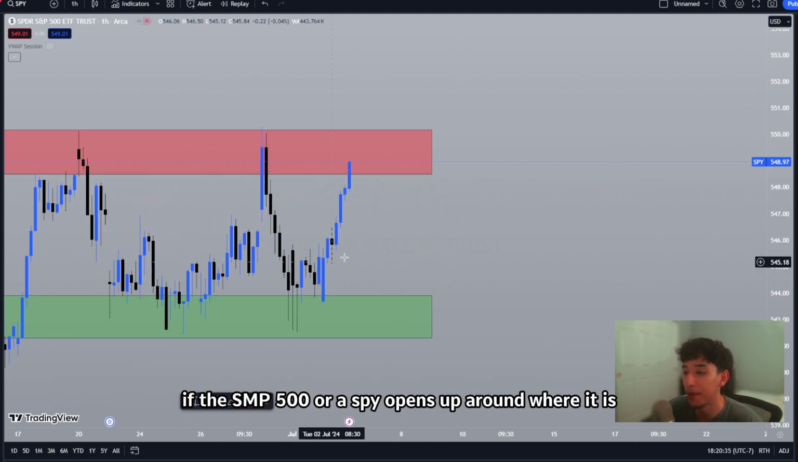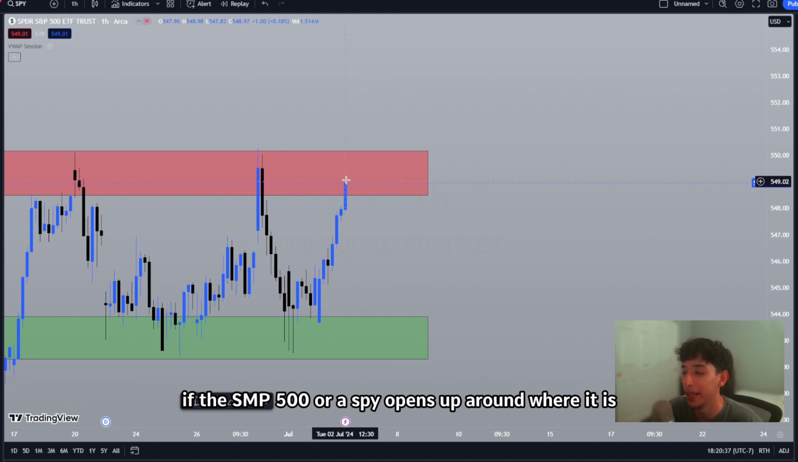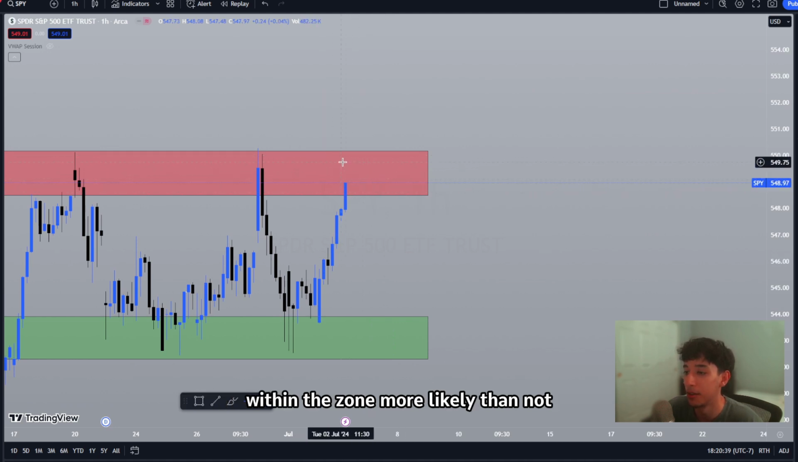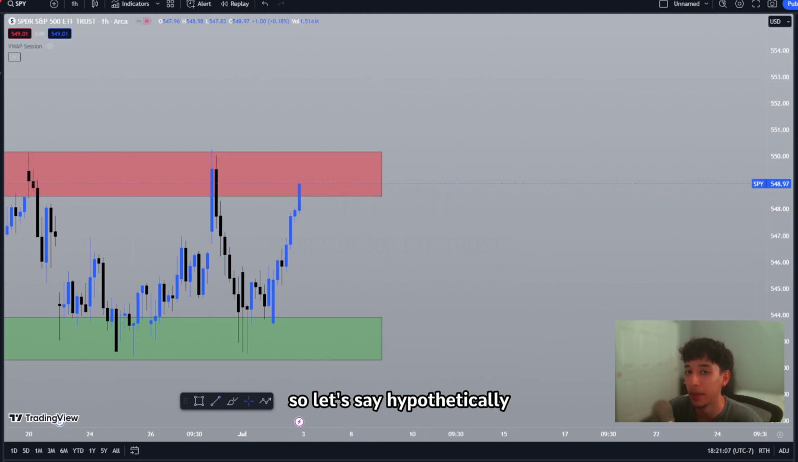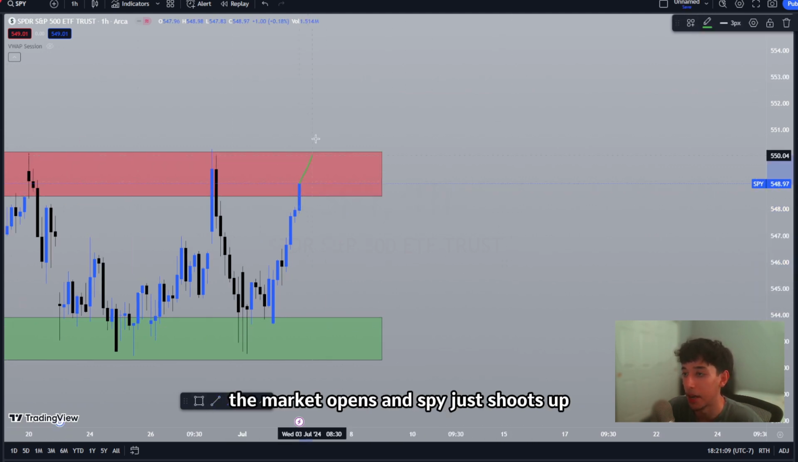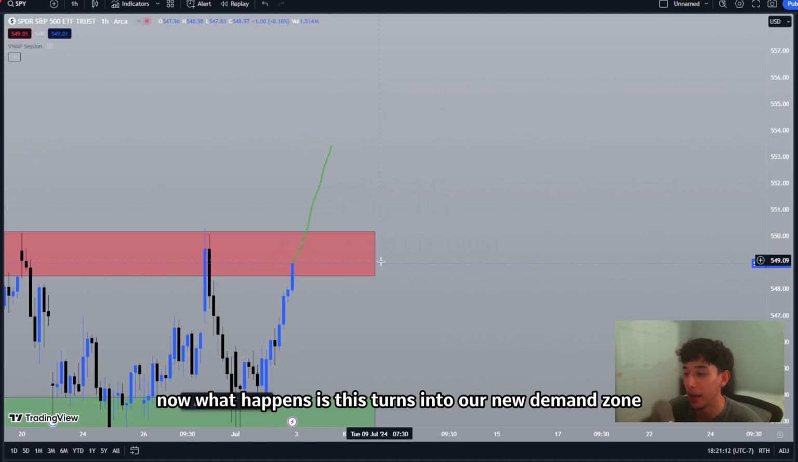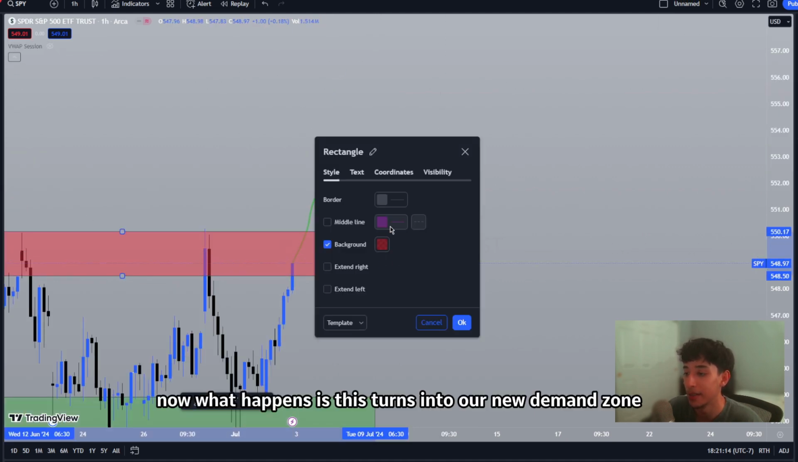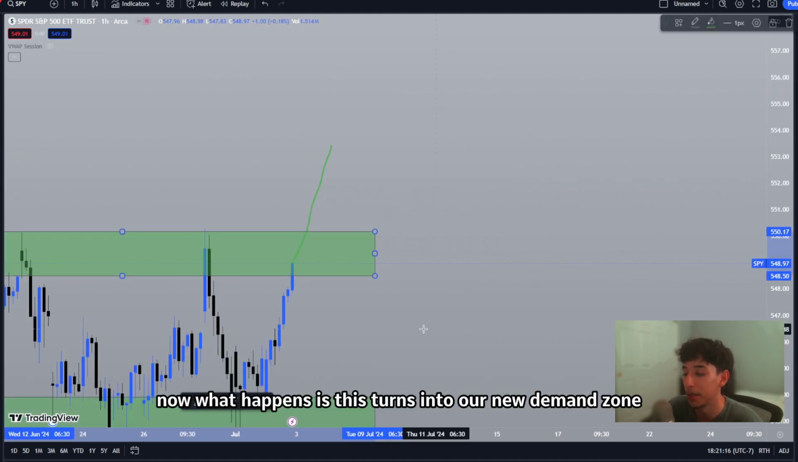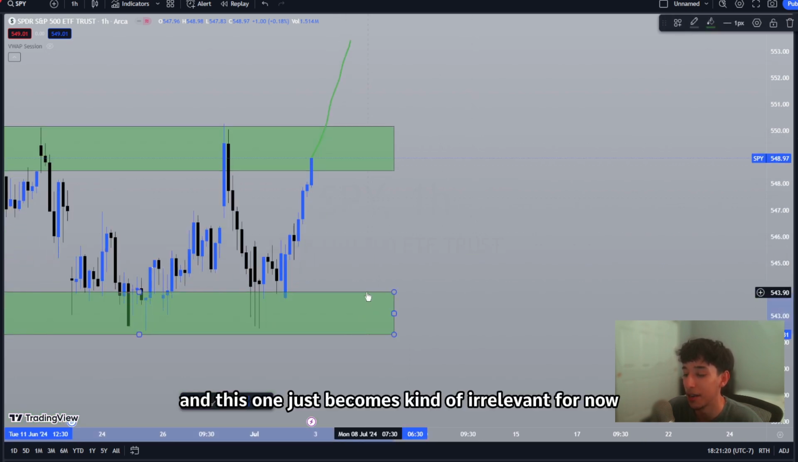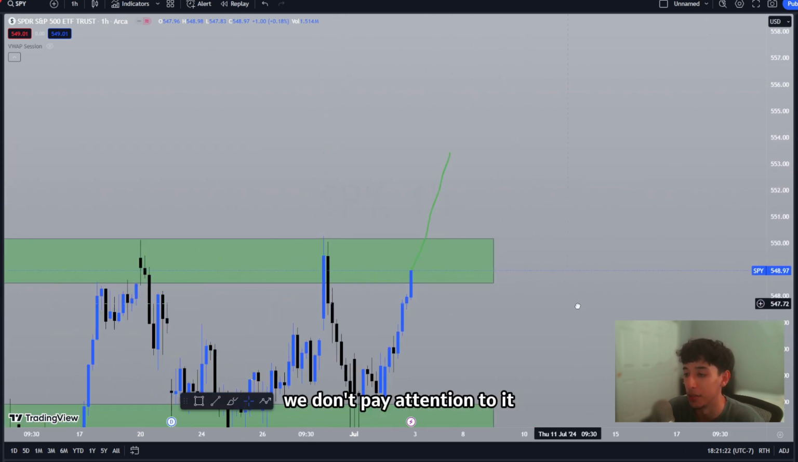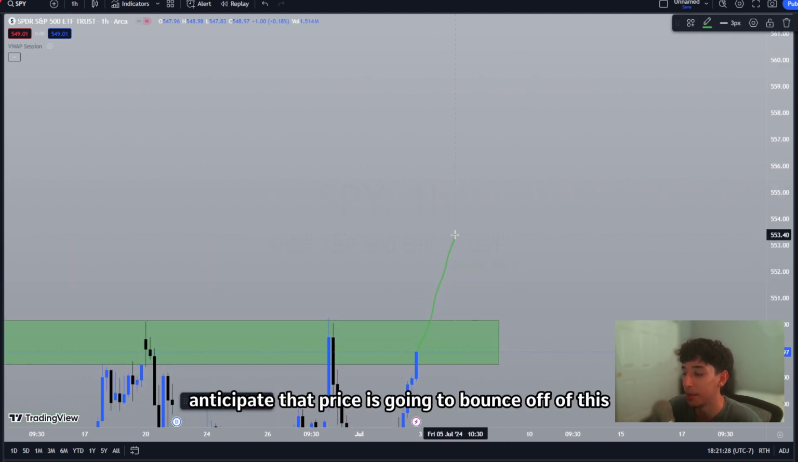Now, risk to reward wise, what can we assume is going to happen when the market opens? If the S&P 500 or SPY opens up around where it is within the zone, more likely than not, we are going to have some downside. Let's say hypothetically the market opens and SPY just shoots up. Now this turns into our new demand zone because it's at the bottom, below price. And this one just becomes irrelevant for now. We don't pay attention to it. Now we can anticipate that price is going to bounce off of this.